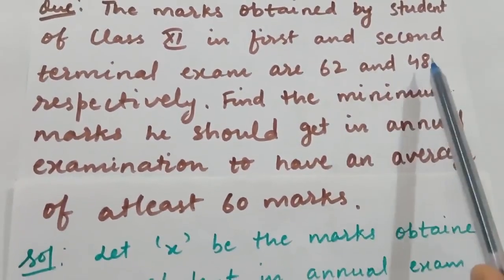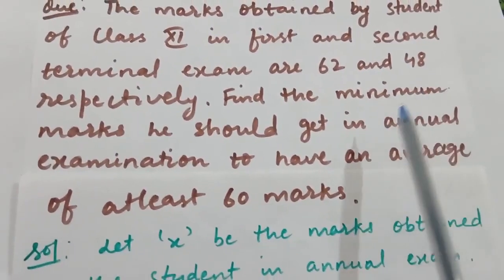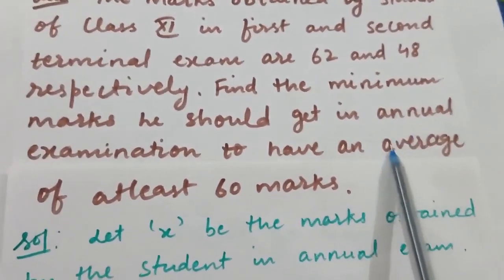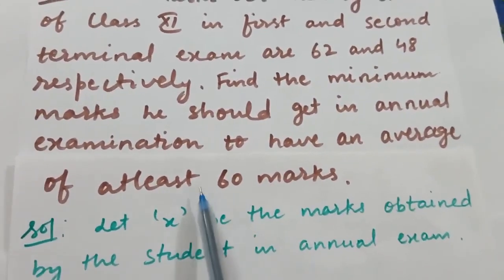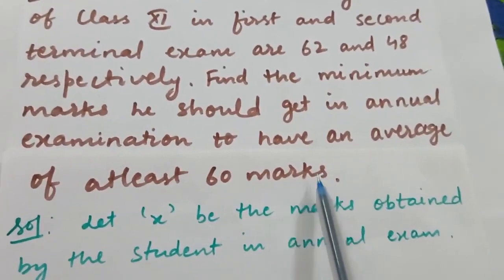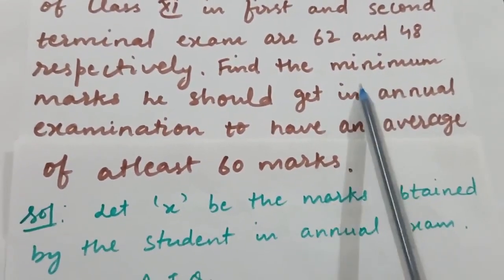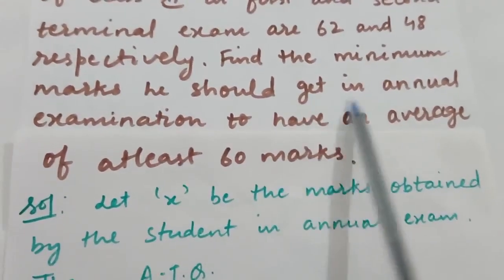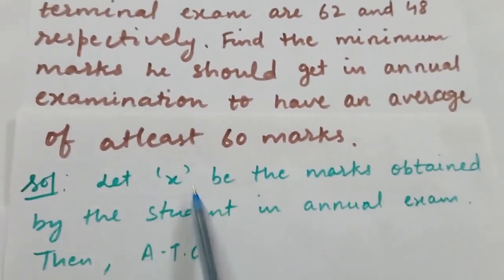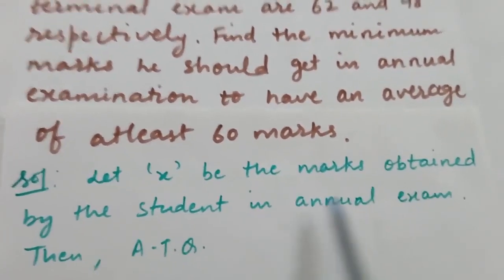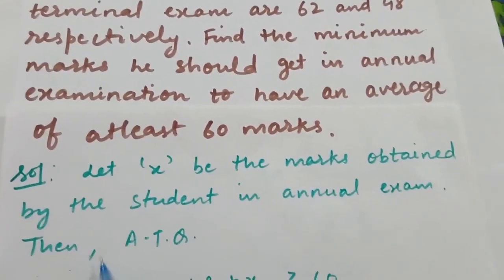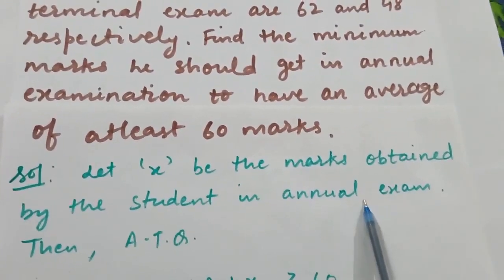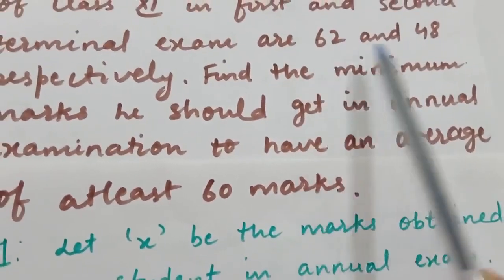See, first and second exam marks are given. We have to find the minimum marks obtained in the annual examination so that the average of the 3 examinations is at least 60 marks. So first of all, whatever we want to find, let that be x. We want to find the minimum marks he should get in the annual examination. So let x be the marks obtained by the student in the annual exam. In first and second he got 62 and 48.